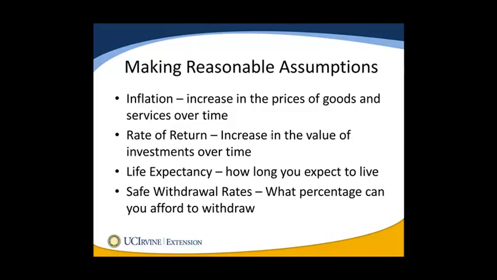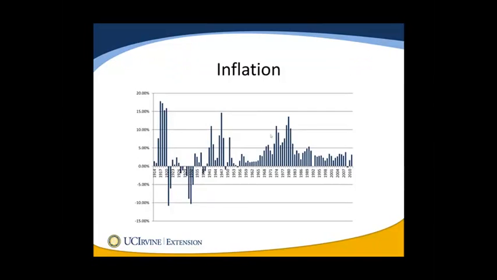Given this conundrum, it is still necessary to make predictions in order to set in place reasonable plans. With this in mind, we're going to discuss making reasonable assumptions about inflation, rate of return, life expectancy, and lastly, safe withdrawal rates. The chart on the screen shows the history of inflation in the United States as represented by the Consumer Price Index. As you can see, it is fairly stable over the last several years.